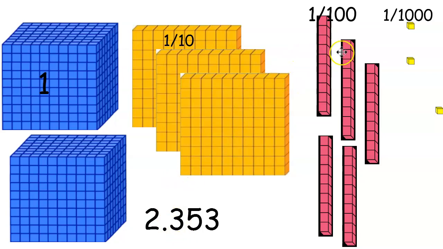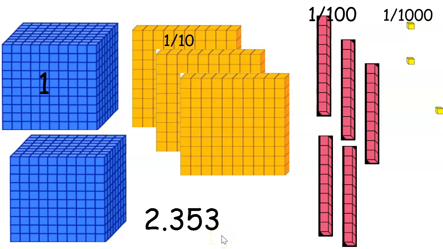Next to that place value is the hundredths place, and we have 5 100ths, so that would be 5 hundredths, and the 5 would go here in the hundredths place. And then we have 3 thousandths because it would take 1,000 of these to make one whole. So if we have 3 of these, that would be 3 thousandths.